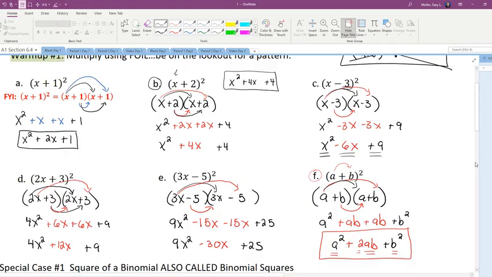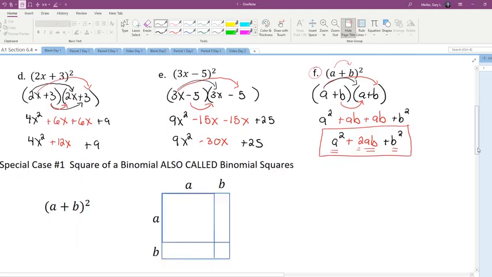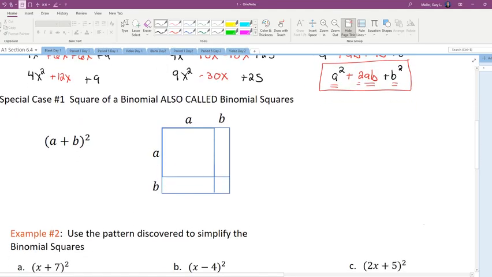All right, keeping that in mind, let's also look at this as a graph here, or as a table. So this is a plus b times a plus b. So this is a square, right, because they're the same side length. So that's also why this is called a binomial square.